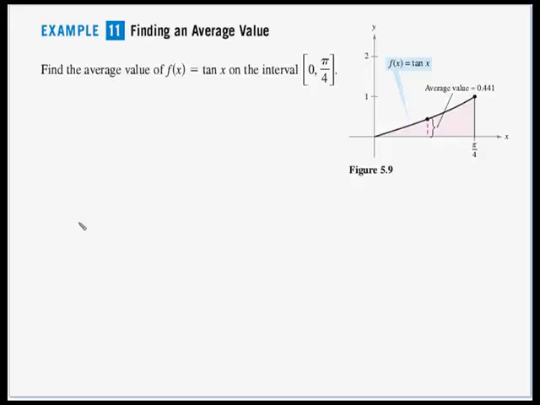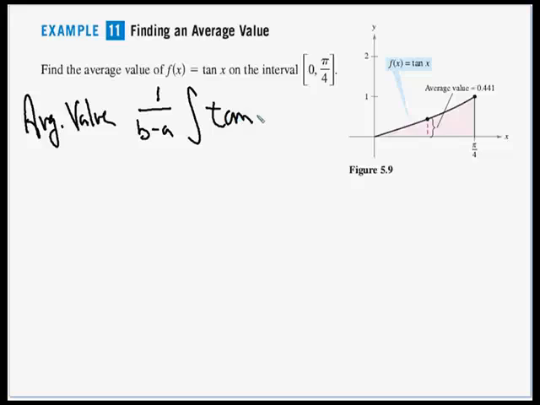Example 11, last example. Average value of a function. Remember, average value. The only thing different is we put in front of our antiderivative sign, our integral sign, 1 over b minus a. B is our upper limit of integration, a is our lower limit of integration, and then we just do our definite integral of whatever function we're dealing with. Here it is the tan of x. So let's set this up.